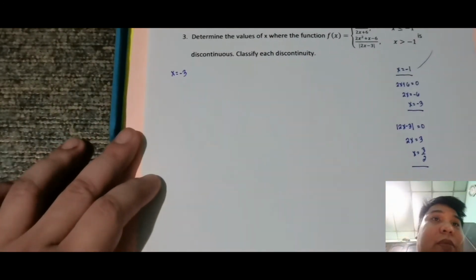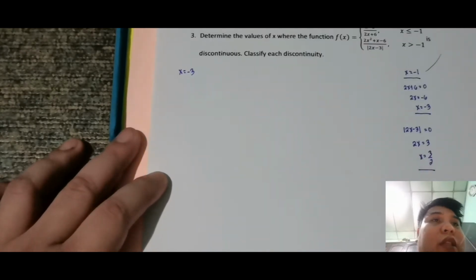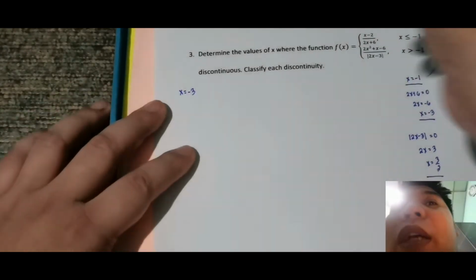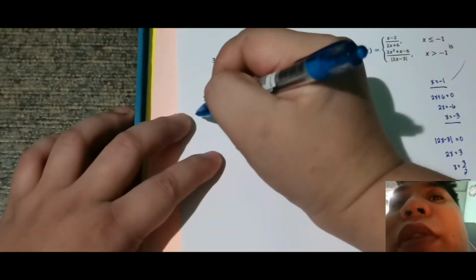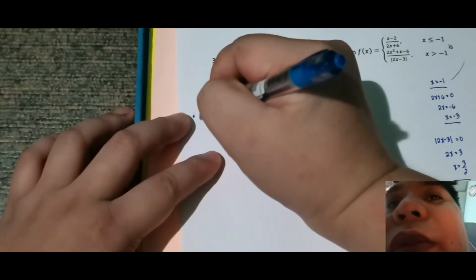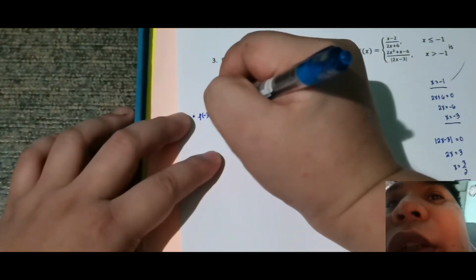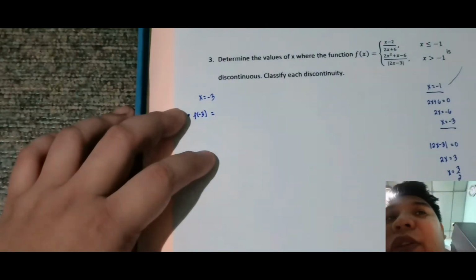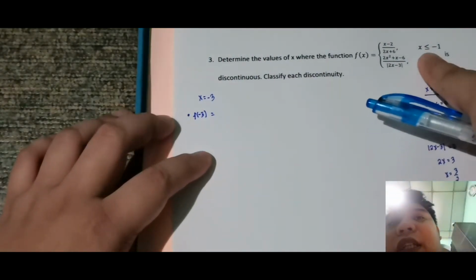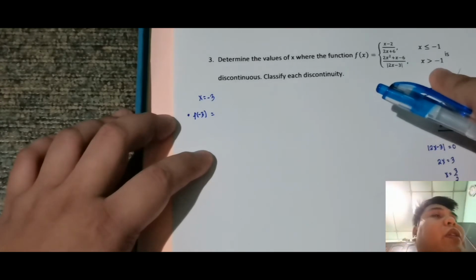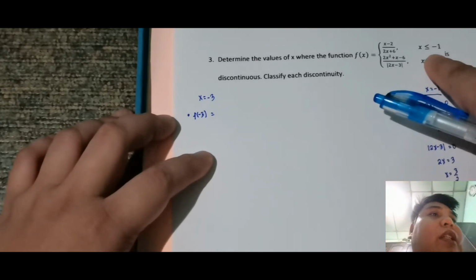Okay, so determine the value. So una, test natin. Kunin natin si g of f of negative 3, sorry, f of negative 3. So unang test, f of negative 3. Saan papalo yung f of negative 3? Dun sa x less than negative 1 o greater than negative 1? Sir, x less than negative 1, kasi yun yung mas maliit.